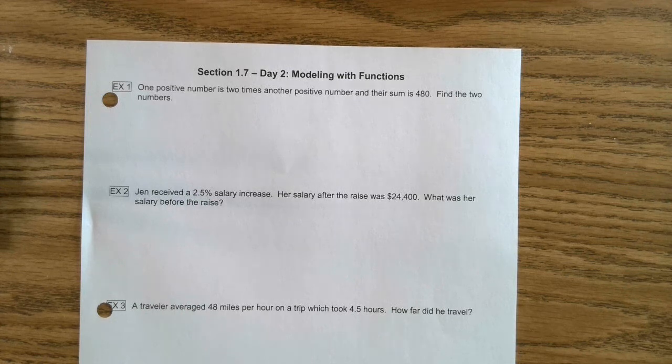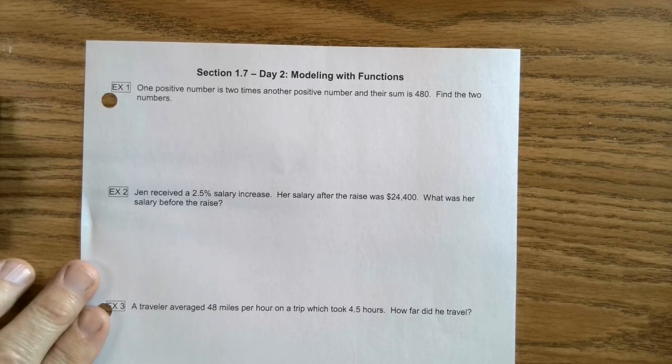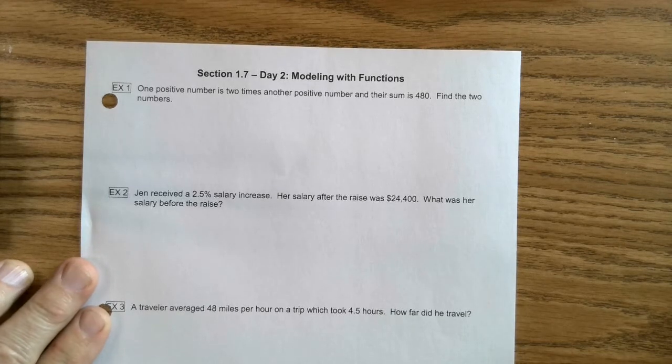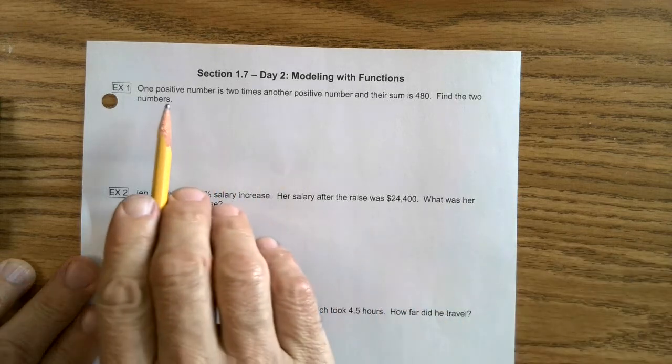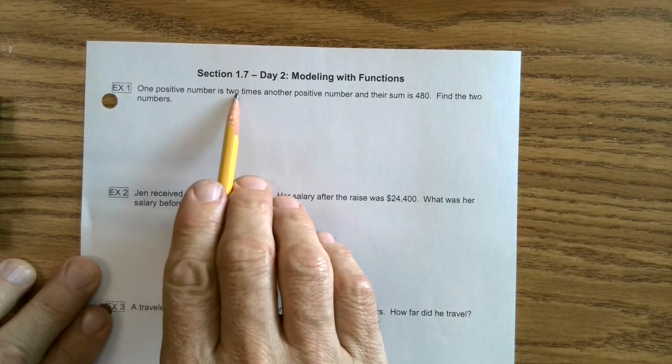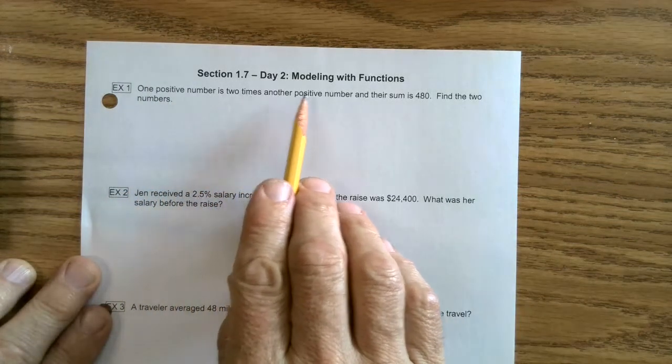Okay, final packet lesson of Unit 1 in Pre-Calculus B. So the title is Day 2, Modeling with Functions. Really what we're going to do is just set up, these are basically story problems. So it says one positive number is 2 times another positive number.